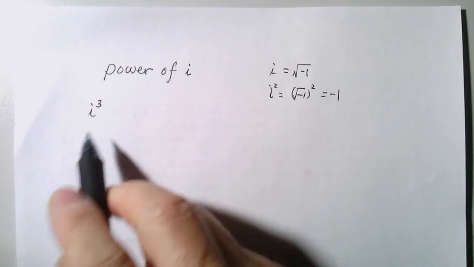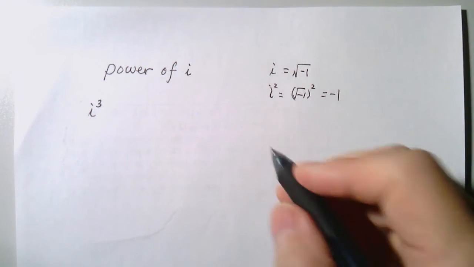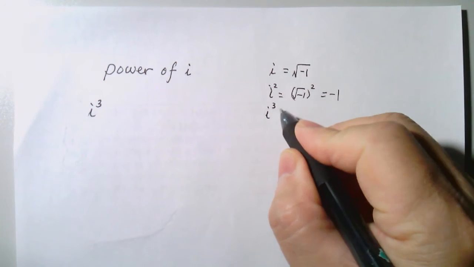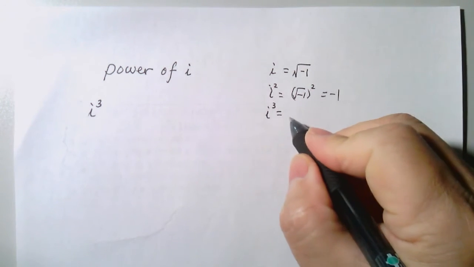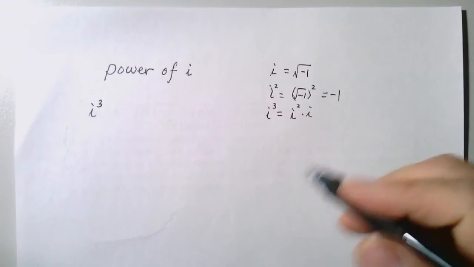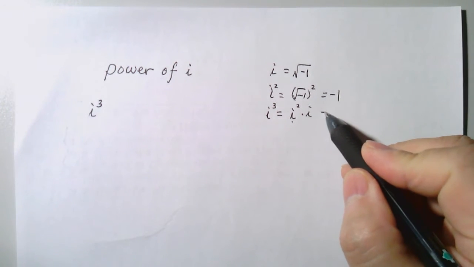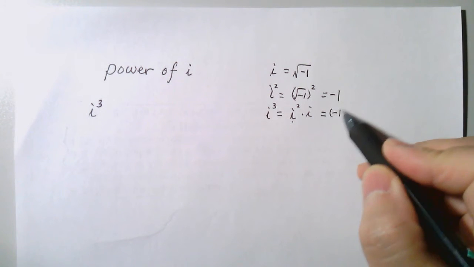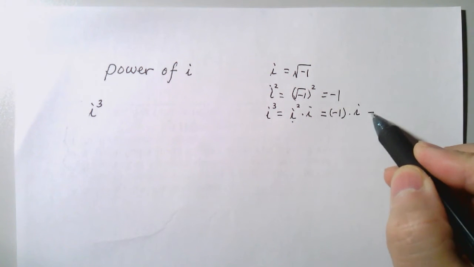Now i to the third, you can consider this as i squared times i. Because i squared equals -1, here I have -1 times i, so that gives us -i.